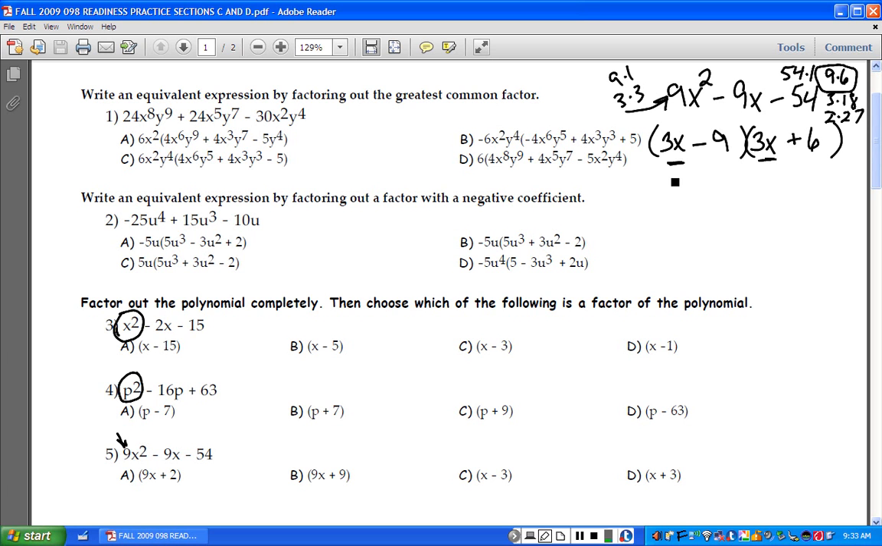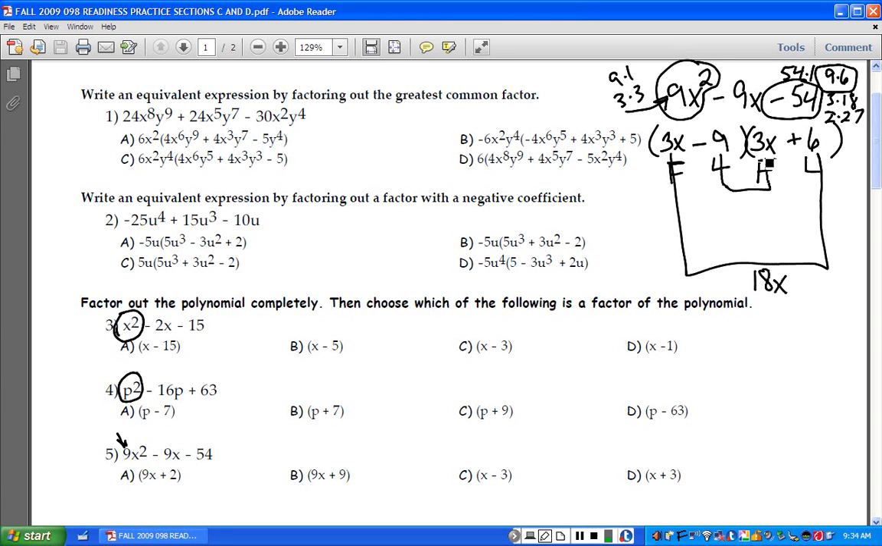So we have our first times our first gives us our first term, 3x times 3x. It gives us 9x squared, so that's good. Then we have our last, which is a negative 9, times our last, which is a positive 6. Negative 9 times a positive 6 does give us a negative 54, so we're good there. But now what we want to do, again, check outside versus inside. On the outside, 18x. On the inside, negative 27x.